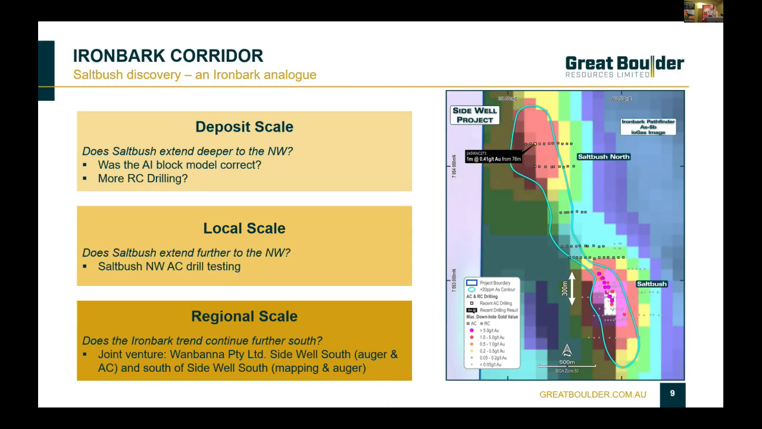And then on the regional scale, we really want to test this identified regional mineral system. How far does it extend? And so we've entered a joint venture with One Banner Pty Limited to explore further south of Saltbush to try and do that. So even though Saltbush at the moment is quite a small area, we're quite excited about it because it could be a part of something much bigger. And I think the whole team is excited about that.